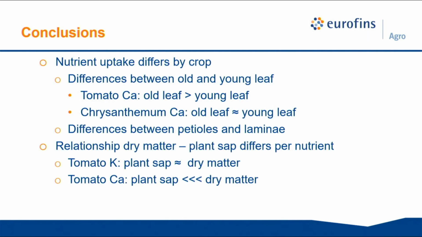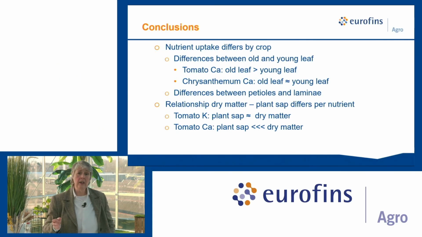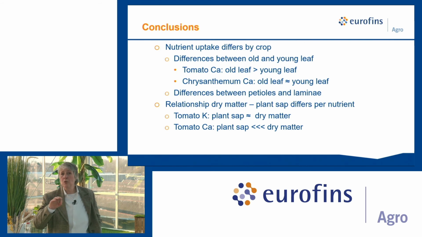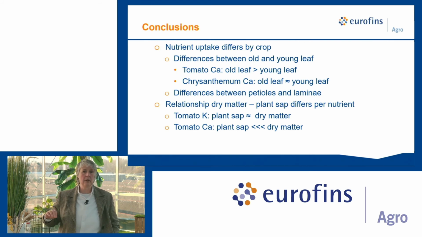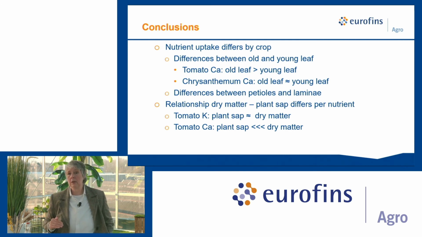To conclude, there's a lot more, but there's no time. Nutrient uptake differs by crop. I haven't shown that, but that's for sure the case. The tomato works different than the cucumber. If we now look at the tomato, for instance, there's differences between old leaf and young leaf. The old leaf contained a lot more calcium than the younger leaf. If we, for instance, take chrysanthemum, we didn't see any difference between the old leaf and the young leaf for calcium. So therefore, the nutrient uptake differs by crop.